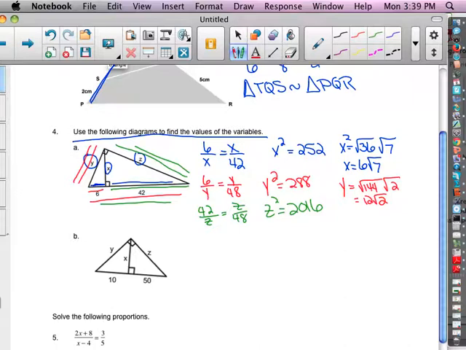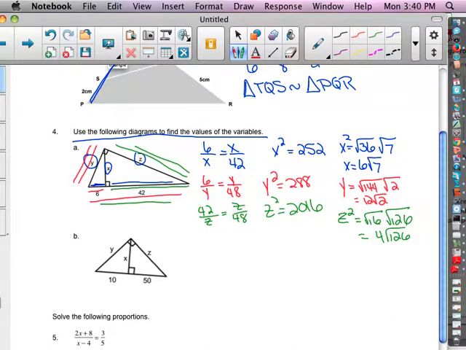So 126. So I take 2,016 divided by 126, and I'm going to get that z squared is equal to the square root of 16 times the square root of 126. So z is equal to the square root of 126. And I think that's as far as you can go with that.